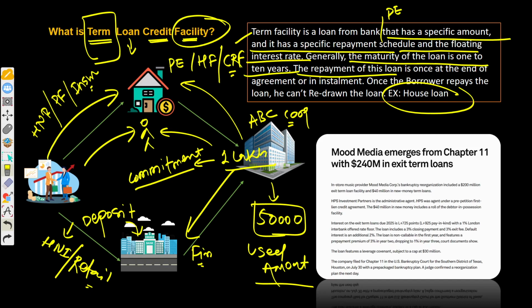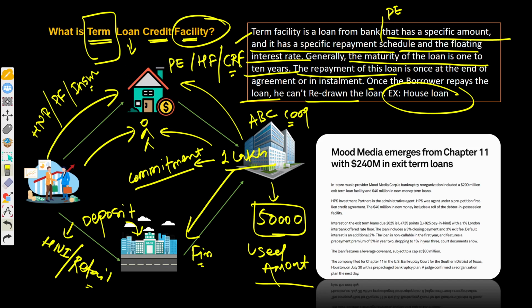Loan means that the lender is offering a credit facility to the borrower. Terms means they are offering it on terms. So that's how you can relate and enjoy learning. Anyways, once the borrower repays the loan, the borrower can't redraw. It means the borrower can't reutilize it. That's what I said. It looks like a credit card, but it's not a credit card.